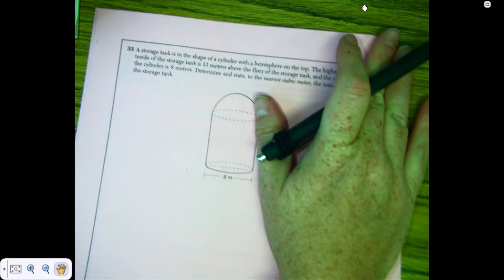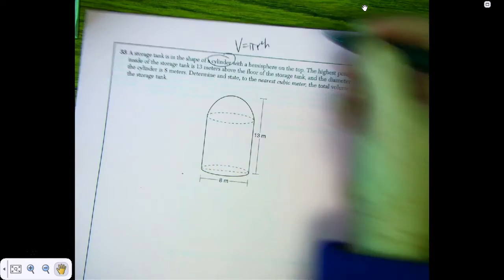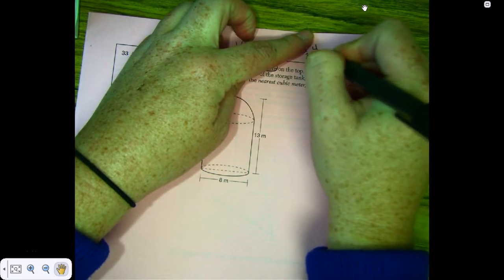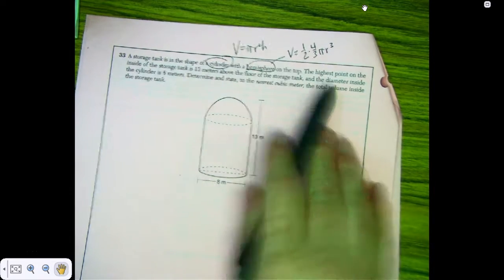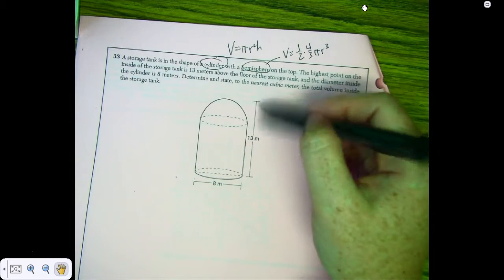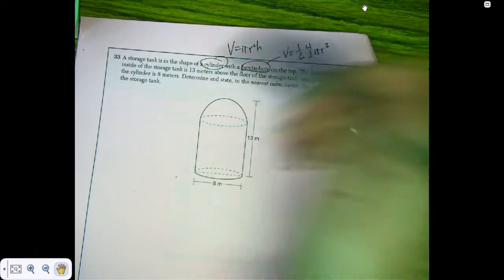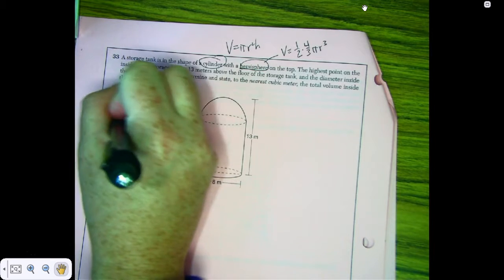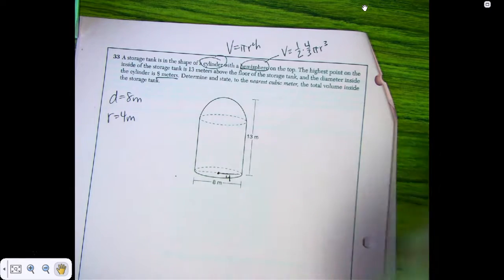This guy says a storage tank is in the shape of a cylinder. Automatically, volume is pi r squared times h with a hemisphere. So I have half of a sphere. That's automatic from my formula sheets. The highest point inside the storage tank is 13 meters above the floor of the storage tank, and the diameter is 8 meters. So if the diameter is 8 meters, automatically the radius is 4 meters. So I want a radius of 4 meters here.